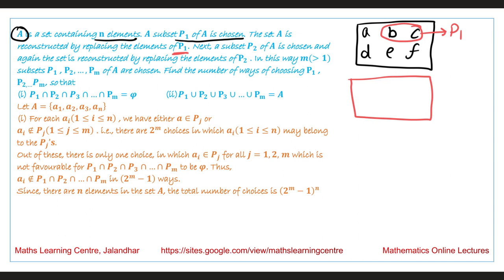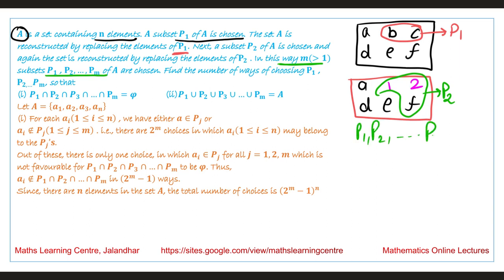So it is A, then the elements B and C are being replaced. The elements A, D, E, F stay the same. Suppose these 2 elements are replaced by 1 and 2. And we have chosen another set from this, say this is the set P2. And likewise, in this way, we have constructed M subsets: P1, P2, and likewise another subset Pm.